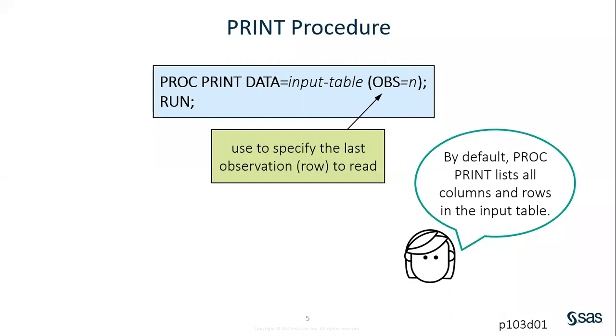Okay. So in parentheses, I'm using OBS equal to N. That N can be any number where you want SAS to stop processing your data. Okay, so this is used to specify the last observation or row to be read. As I said, it's the end point where you're asking SAS to stop reading the rows. So this was one of the procedures, called proc print.